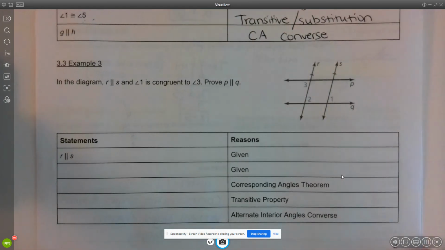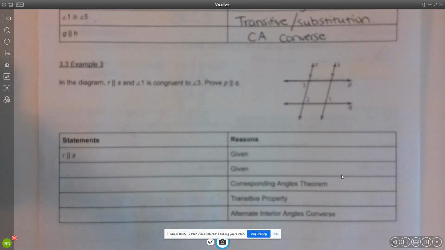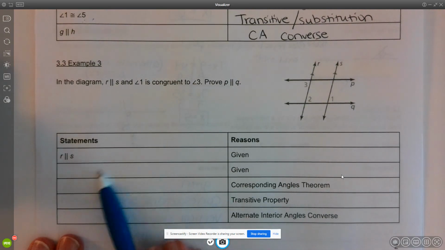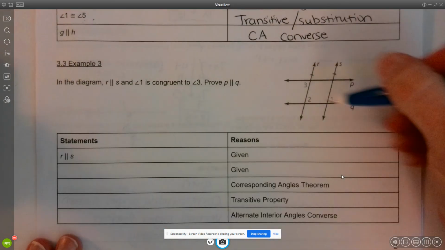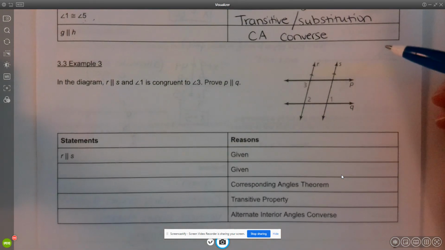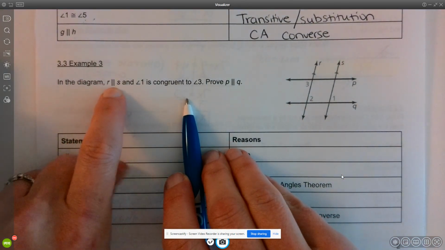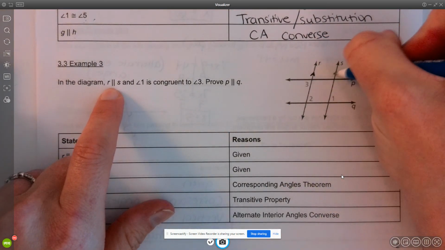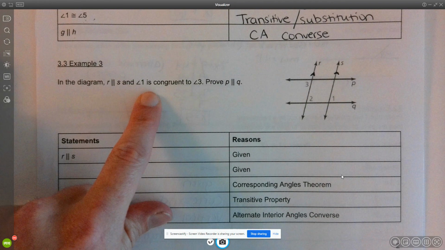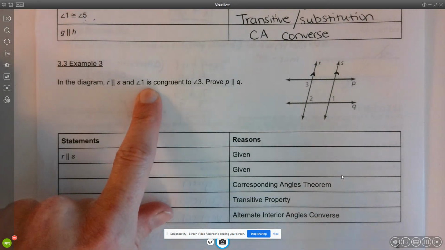The last one we're going to do is example 3. Here's another proof. This one is one where we're going to have to fill out more of the statements instead of the reasons. Okay, so we have this picture here. It says in the diagram, line R is parallel to line S. That's why they have these little arrows here. They also tell us angle 1 is congruent to angle 3.